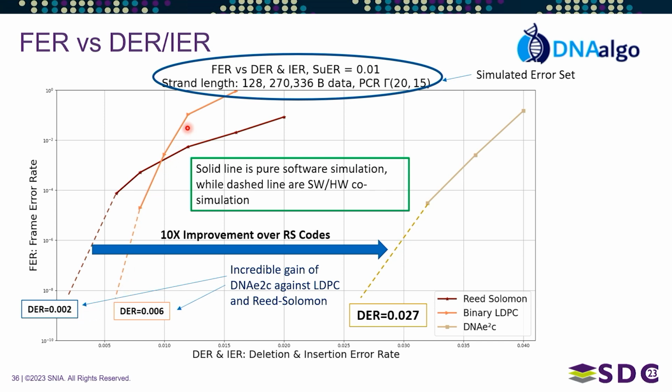This particular curve is an LDPC implementation. So think of these as sort of off-the-shelf standard codec implementations. What we're plotting here is the DNAe2c curve. And here we're showing that we can get the same 10 to the minus 8, 10 to the minus 9 frame error rate in the presence of a deletion error rate of 0.027. So this is really what we're saying about a 10x improvement for a given set of data that we've worked with. So in time, what we have is a platform to develop more of the characterization and apply different data sets and see how the system can perform with that.